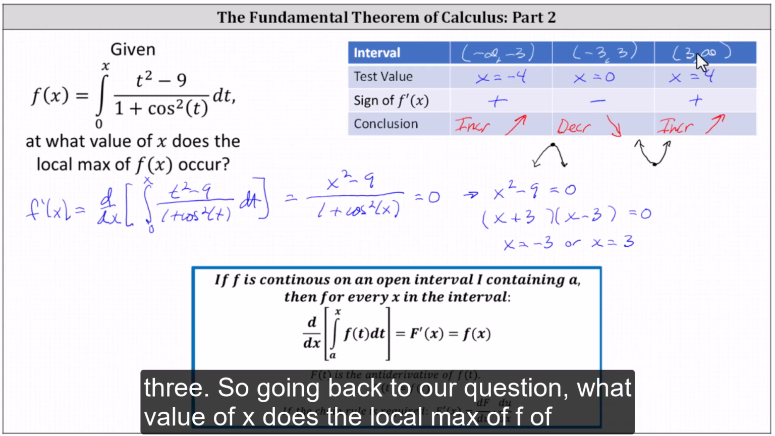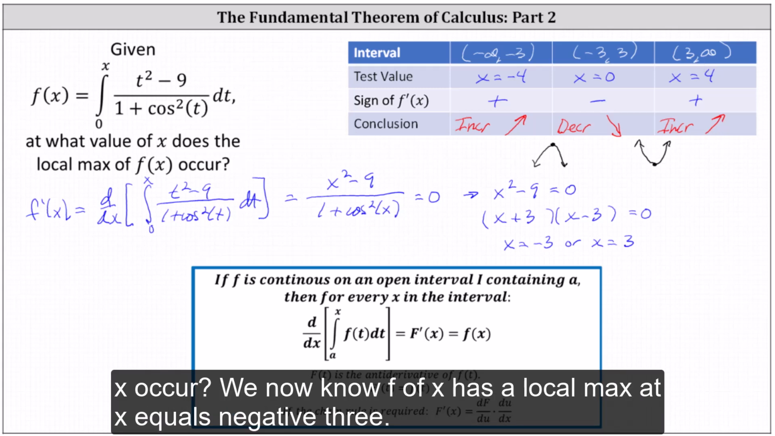So going back to our question, at what value of x does the local max of f of x occur? We now know f of x has a local max at x equals negative 3.